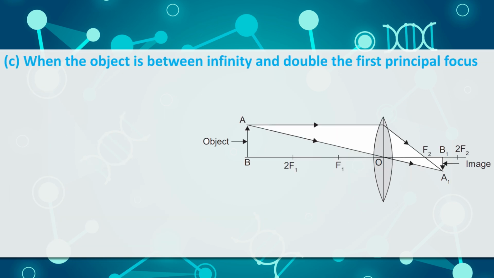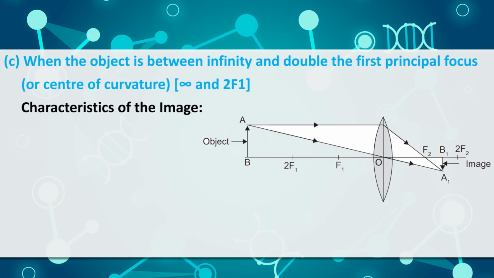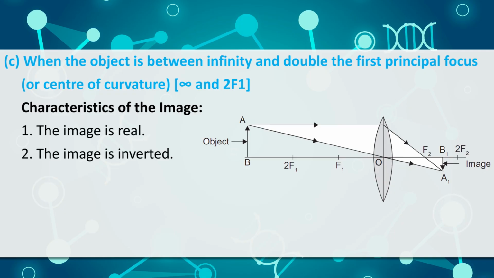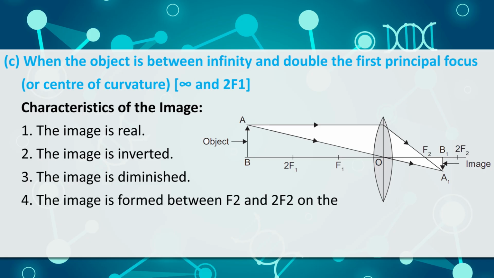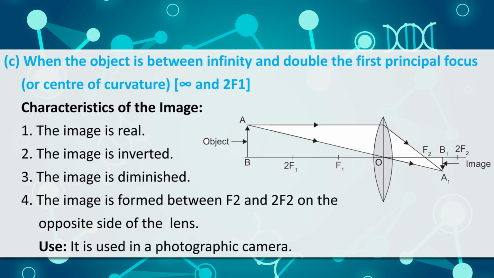When the object is between infinity and double the first principal focus, or center of curvature, 2f1. Characteristics of the image: The image is real. The image is inverted. The image is diminished. The image is formed between f2 and 2f2 on the opposite side of the lens. Use: It is used in a photographic camera.